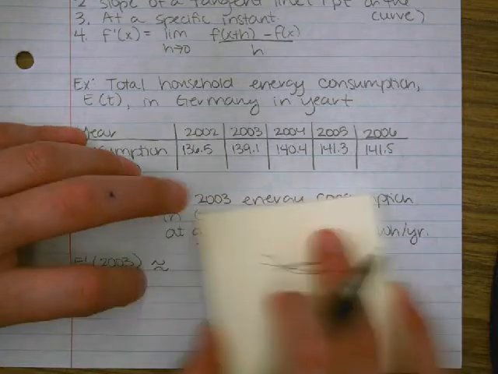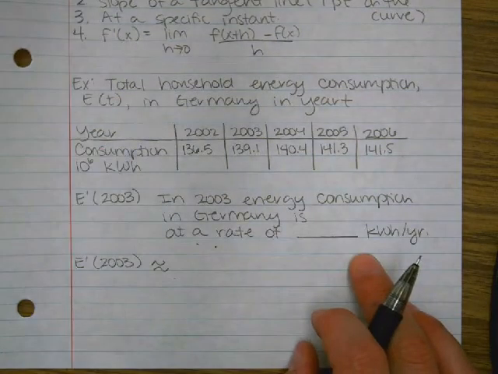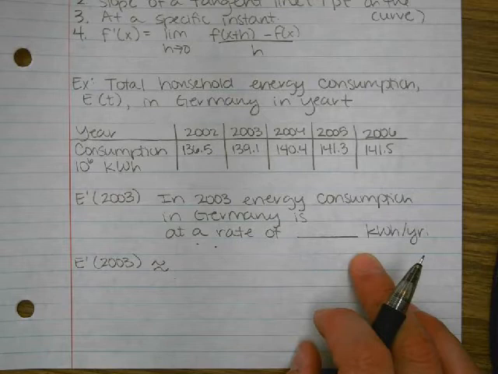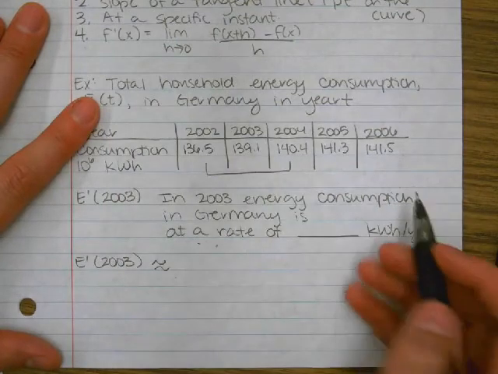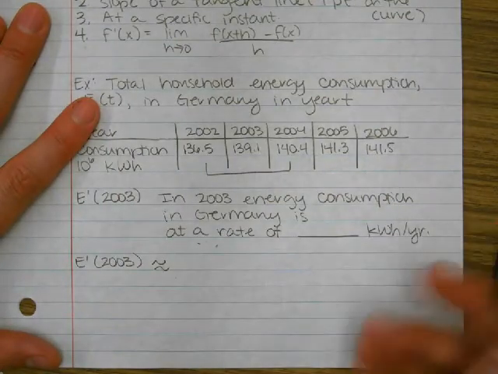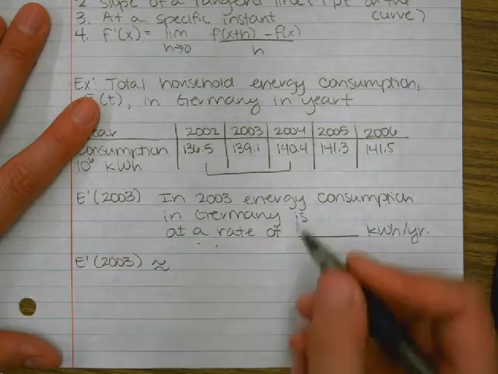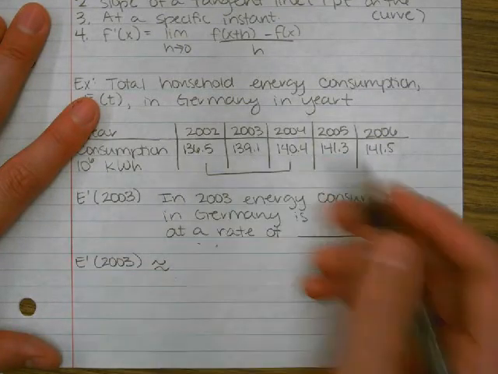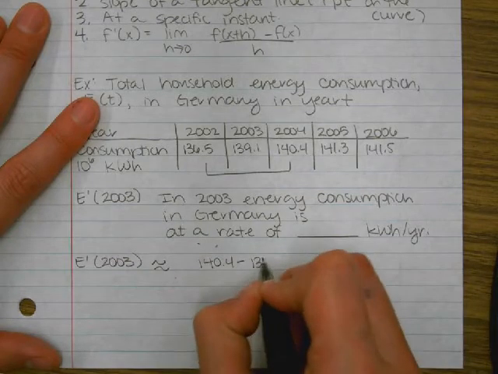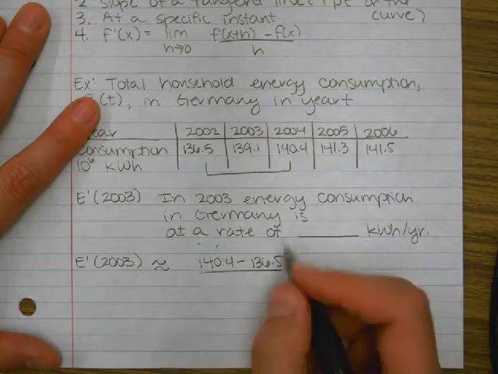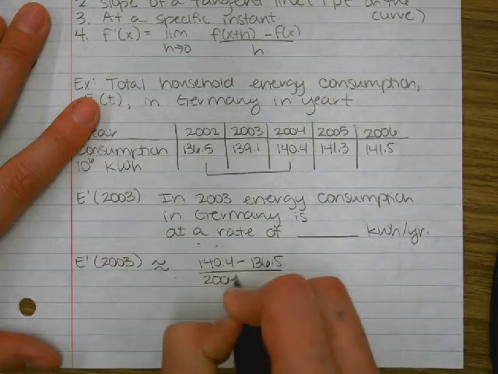So that's kind of what we're doing right now. To find the instantaneous slope at 2003, I'm just going to use 2004 and 2002 because they're on either side, and that will probably be more accurate than if I use 2003 as part of my answer. So I'm going to say the change in the y values, that's 140.4 minus 136.5, divided by the change in my x values.